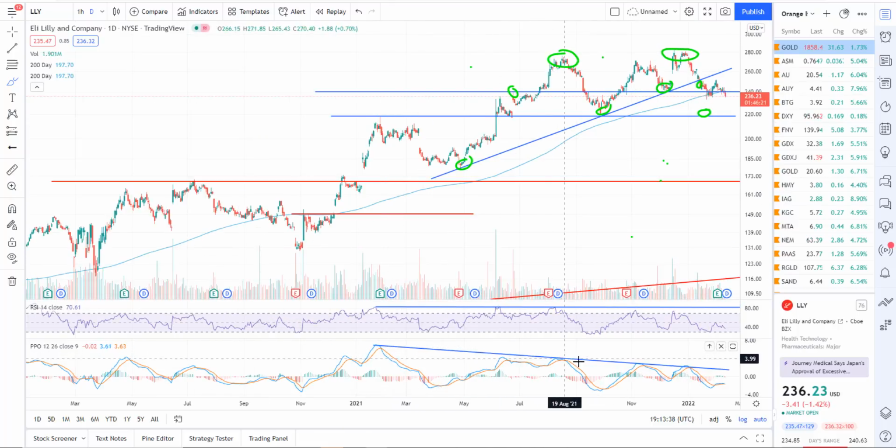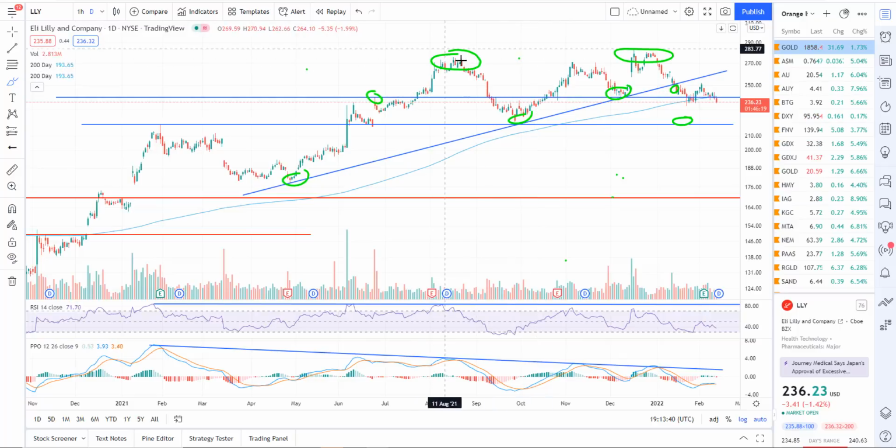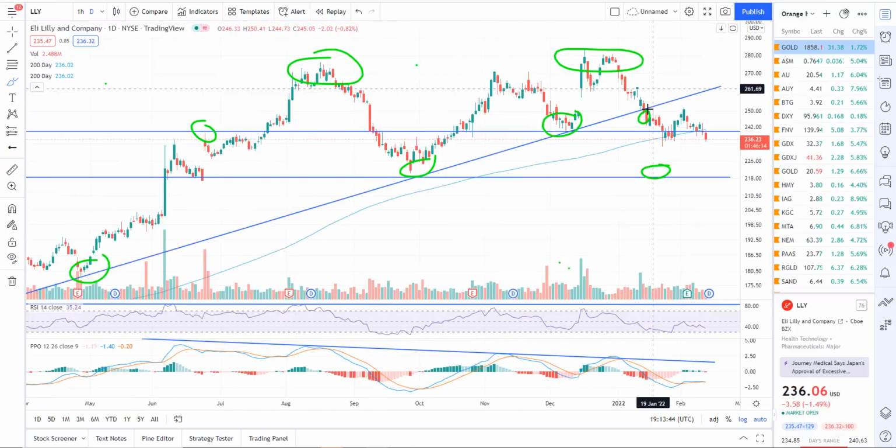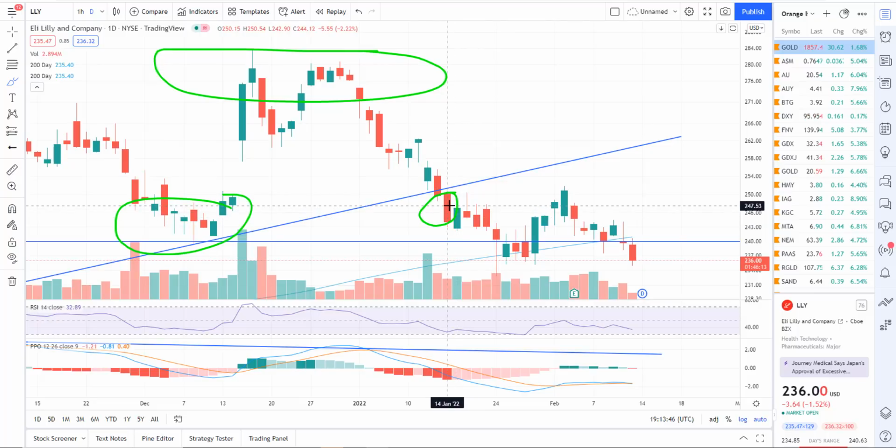We had negative divergence that's been building. So this was a divergent high. This was a divergent high. We had a trend line to watch for a break of, and we got our sell signal right there, basically on January 14th. It's profitable right now.